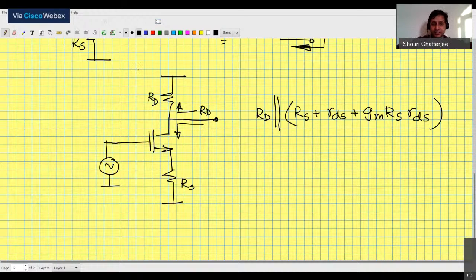What about the short circuit current in such a case? How will you find the short circuit current? It turns out that to find the short circuit current, you can actually take the help of other things. First of all, to find the short circuit transconductance, you have to find the current over here.